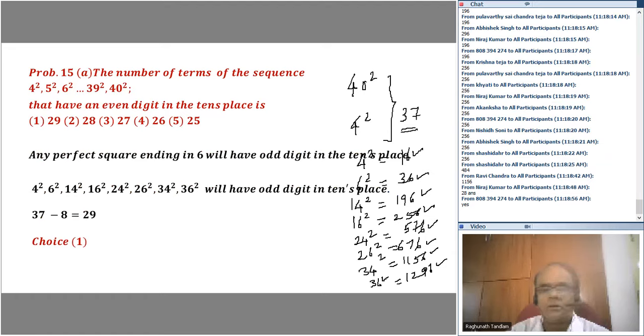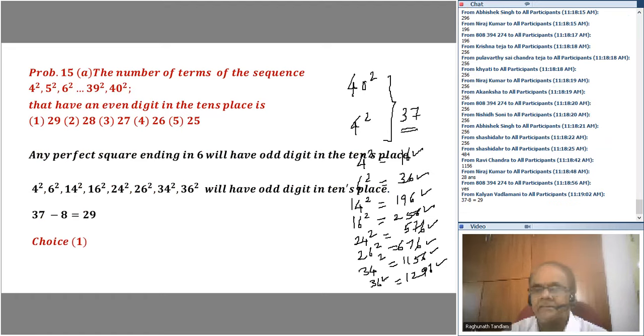How many are clear now? 37 minus 8 is 29. How many are clear with this? Or do you want me to explain again?